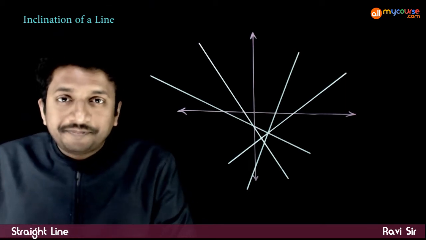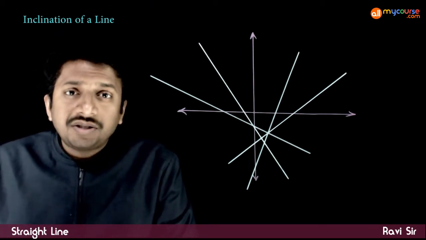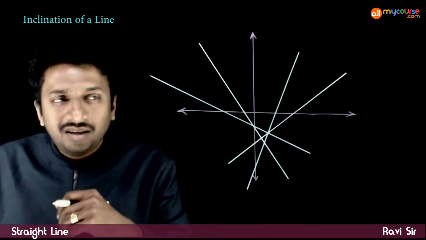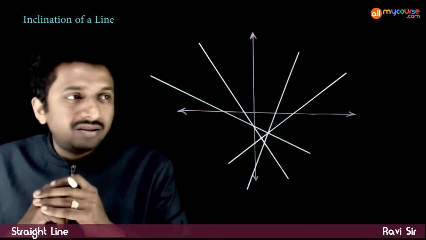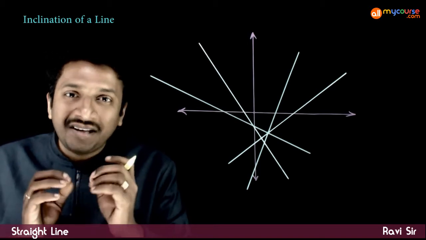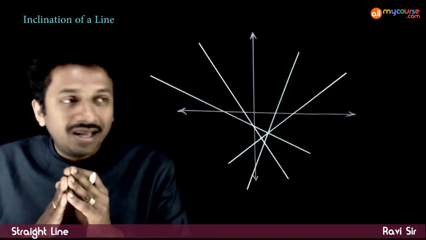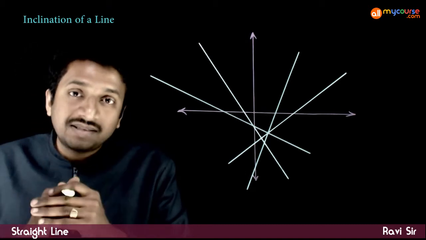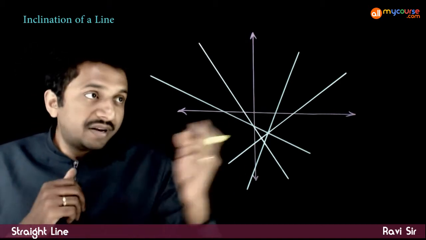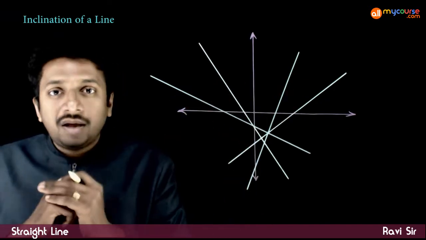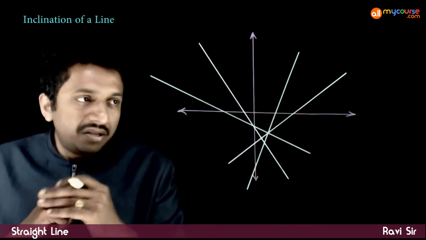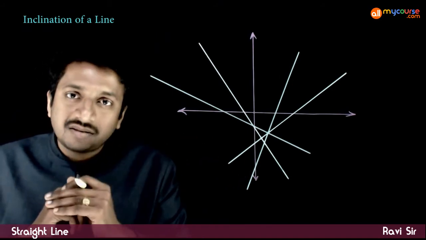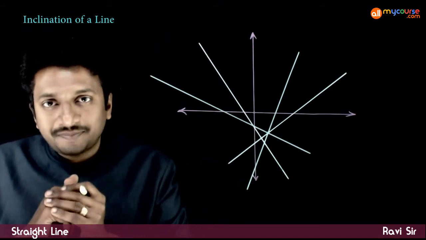Welcome students. Now that you have understood the equations of lines parallel to axis, let us look at the topic of inclined lines. That is, lines which are not parallel to either x-axis or y-axis. For example, I've drawn 4 different lines. These are inclined lines. These are neither parallel to x-axis nor parallel to y-axis.